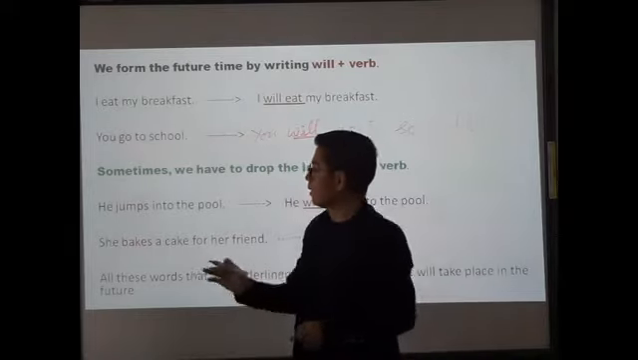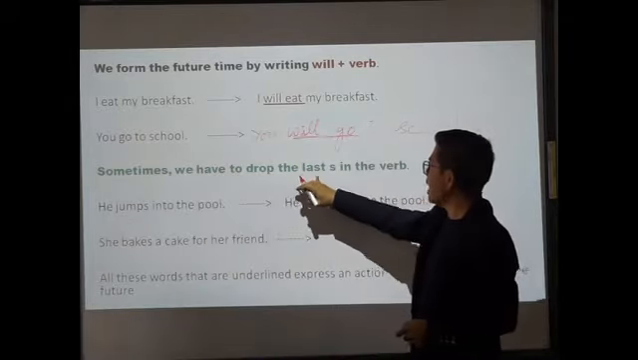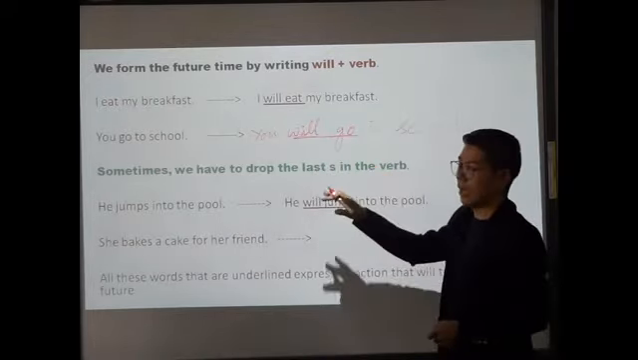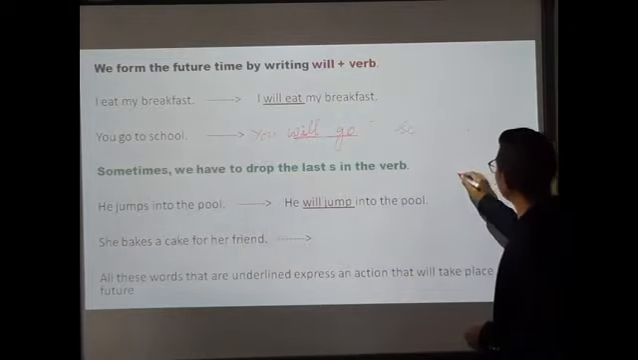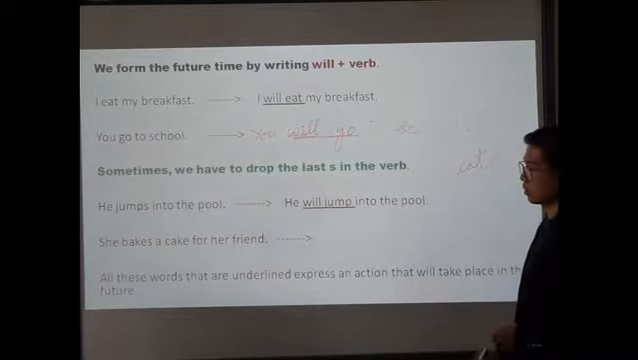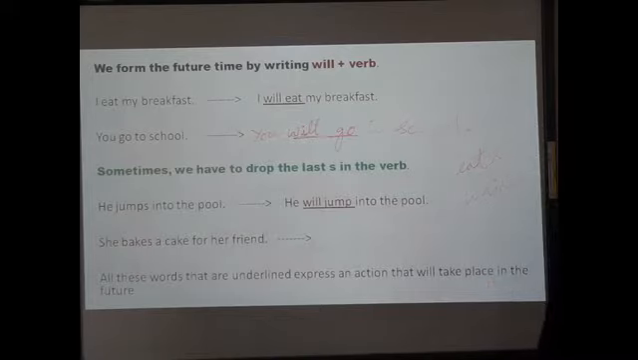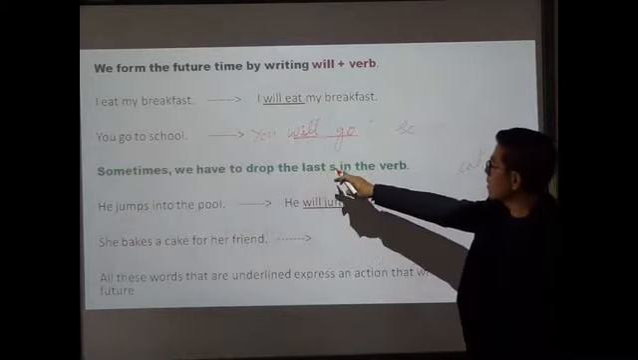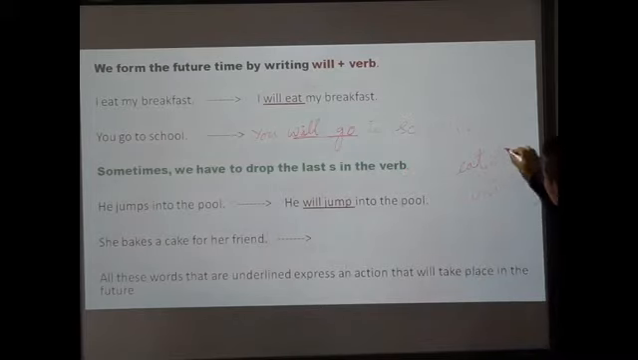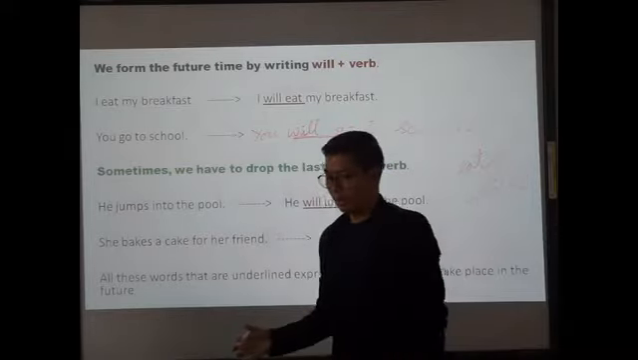Alright, now remember, sometimes we have to drop the last s in the verb. Last s means sometimes we write eats, E-A-T-S, eats, writes, W-R-I-T-E-S, writes. So sometimes we have to drop the last s in the verb. This s you need to remove in order to make it future time.